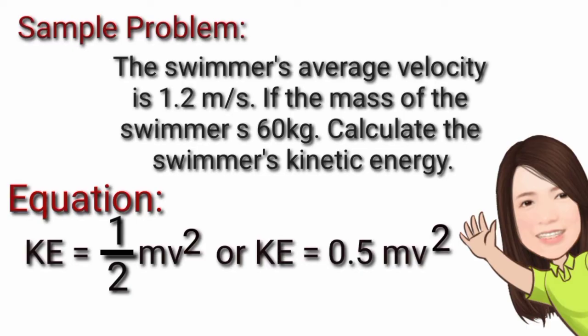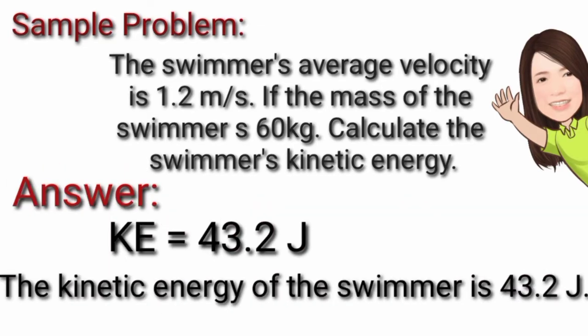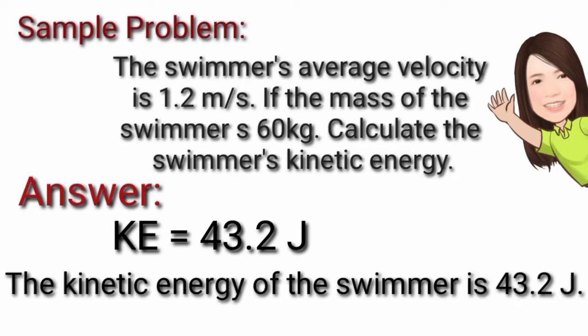Equation: kinetic energy equals 1/2 times M times V squared, or kinetic energy equals 0.5 times M times V squared. Kinetic energy equals 0.5 times 60 kilograms times 1.2 squared meter squared per second squared, equals 0.5 times 60 kilograms times 1.44 meter squared per second squared. The answer is kinetic energy equals 43.2 joules. The kinetic energy of the swimmer is 43.2 joules.